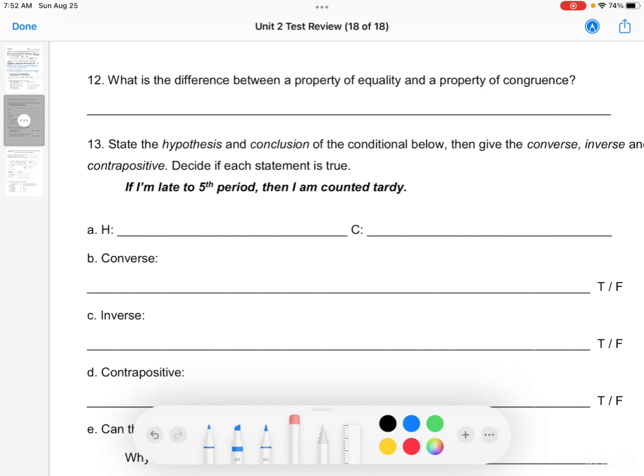Okay, so it says, what is the difference between property of equality and property of congruence? Property of equality measures is equal measures. And congruence is same shape, same size.